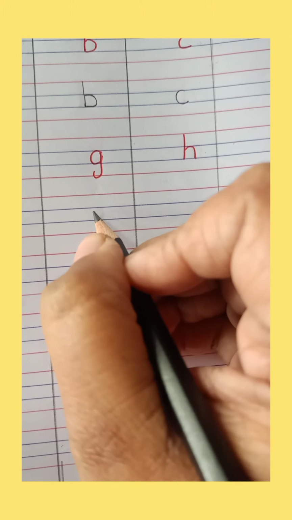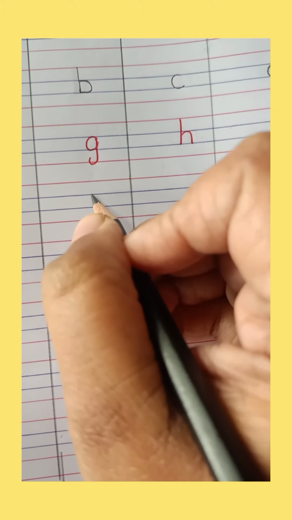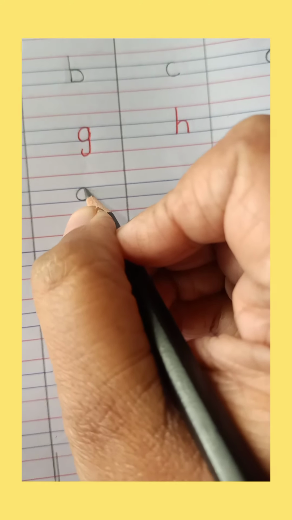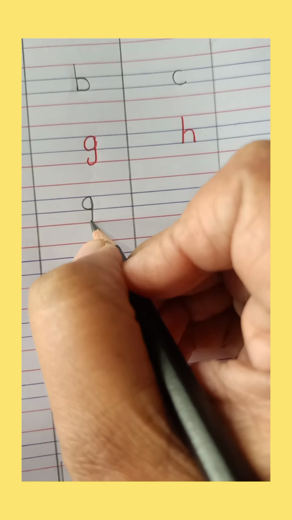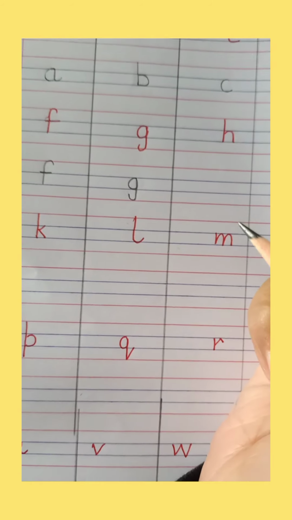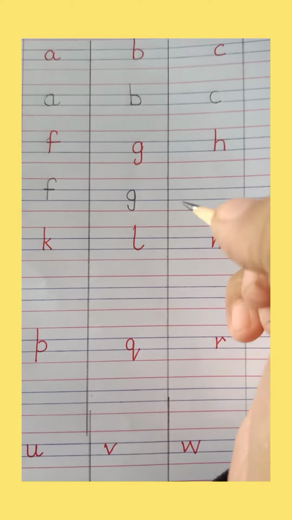You know now how to make c. Children, small g will start from the blue line. Like this, go up, down till the bottom red line and up. Small g.